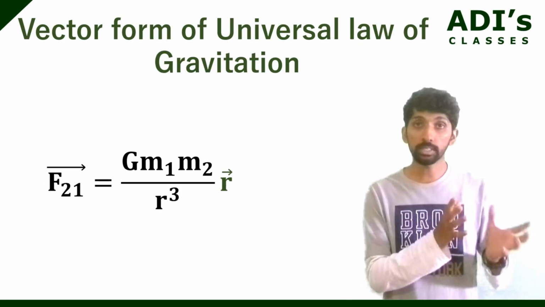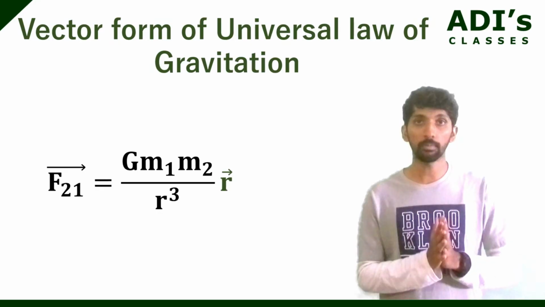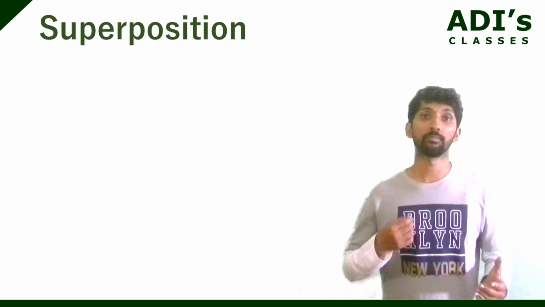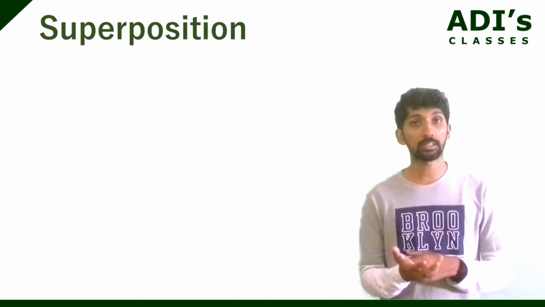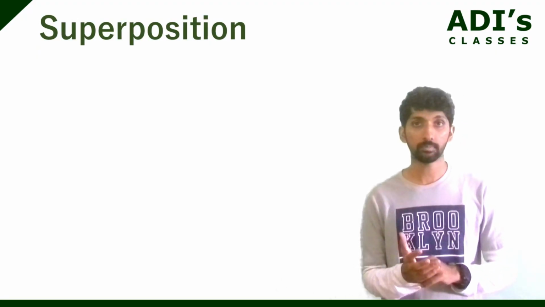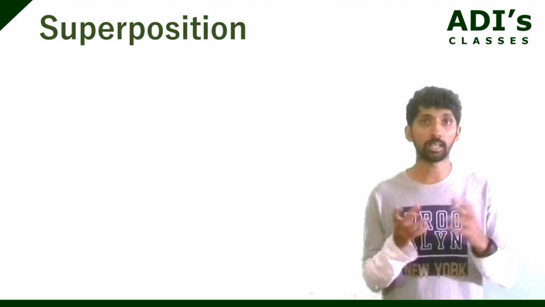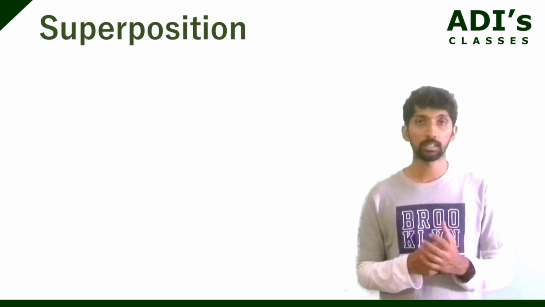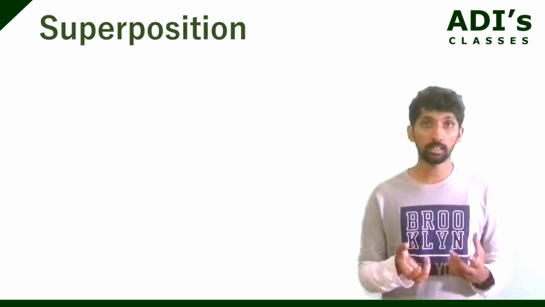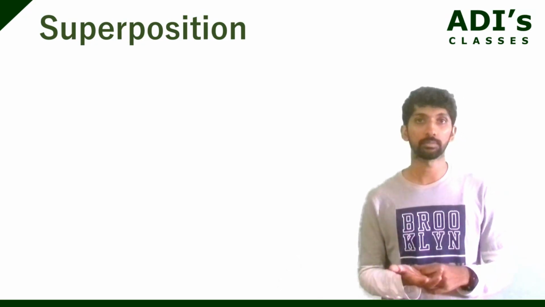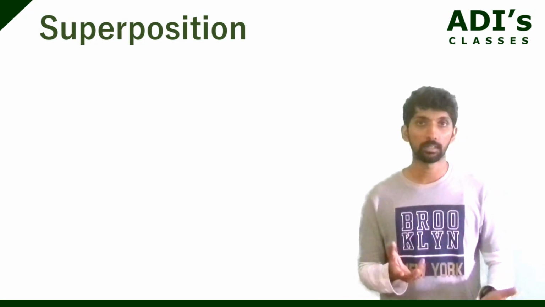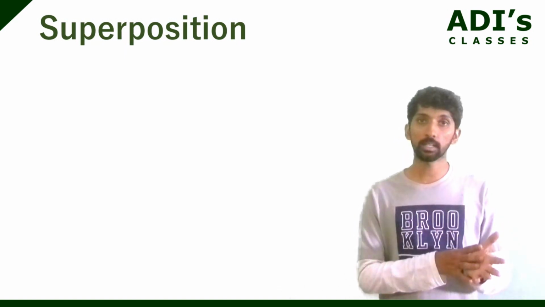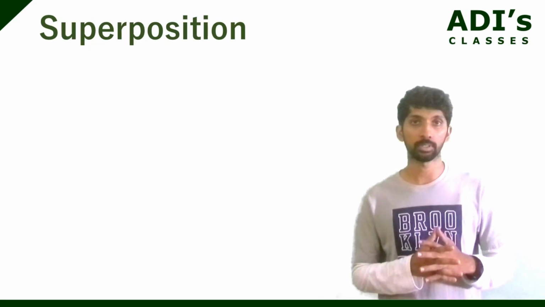Now using this vector form, we can also do superposition. That is, if multiple gravitational forces are acting on a body, like what happens in regular day-to-day life. Like for Earth, there is gravitational pull by the Sun and even by other planets. So it won't be just the Sun. Here multiple gravitational forces are acting. In such a scenario, we have the principle of superposition.